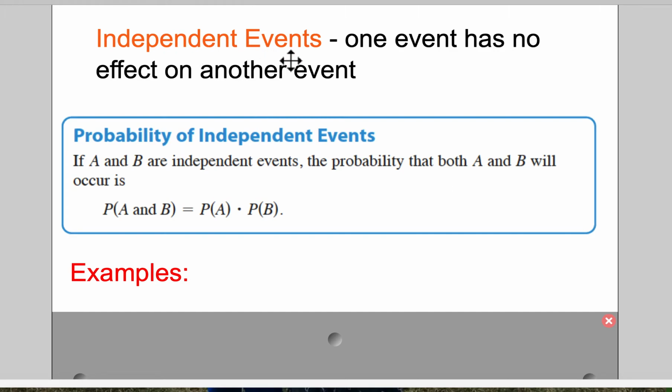An independent event are the ones we've talked about. And that's really where the unit is going after today's lesson. But essentially, an independent event just means one event has no effect on the other one, which is pretty much what you're dealing with here in probability.